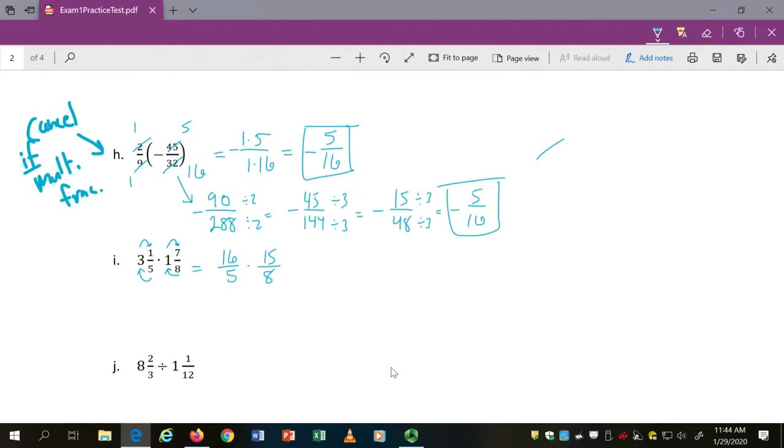Again, it's always nice to cancel ahead of time if you can, because 5 and 15 both share what? A factor of 5. So 5 divided by 5 is 1. 15 divided by 5 is 3. And 16 and 8 are both divisible by 8. 8 divided by 8 is 1. 16 divided by 8 is 2. So all you have left is a 2 times 3 on top, a 1 times 1 on the bottom. So that's 6 over 1, which is really just 6. And that would be your solution for that one.